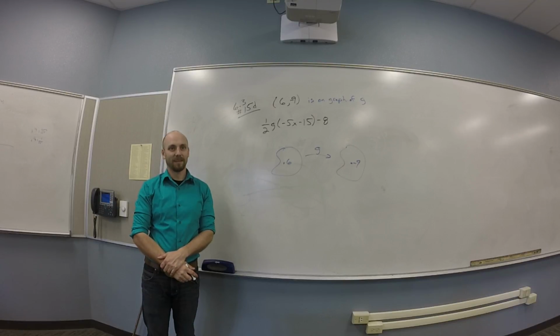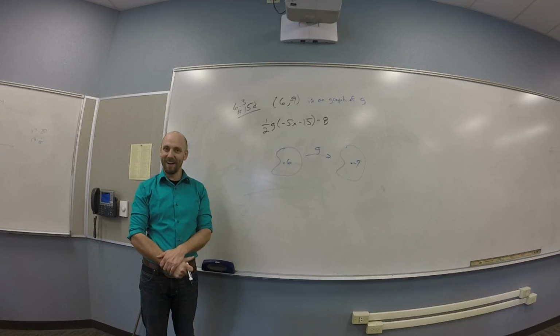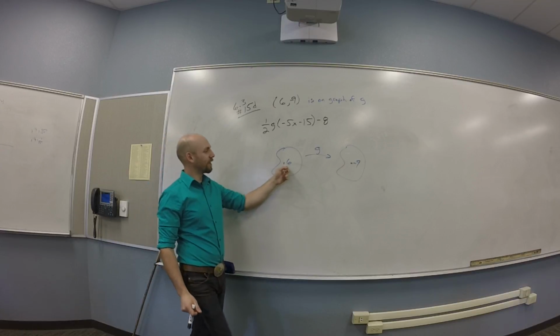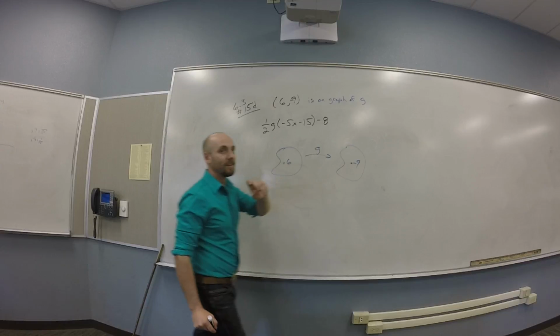Why is that? Because a point on the graph is a what? An input-output pair. Nice. It's an input-output pair. So the input there is 6 and the output's negative 9.